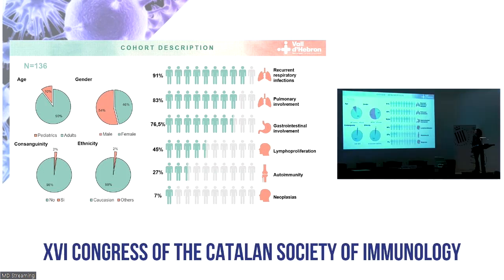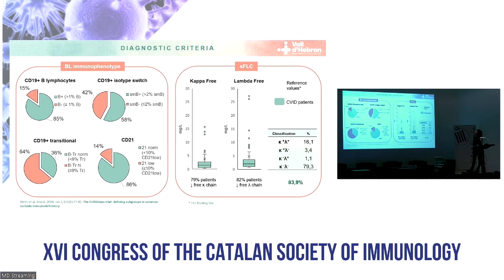Regarding clinical manifestations, we observed that 91% of patients from our cohort suffer from recurrent respiratory infections, 83% suffer pulmonary involvement, 76.5% had gastrointestinal involvement, 45% lymphoproliferation, 27% autoimmunity, and 7% neoplasias.